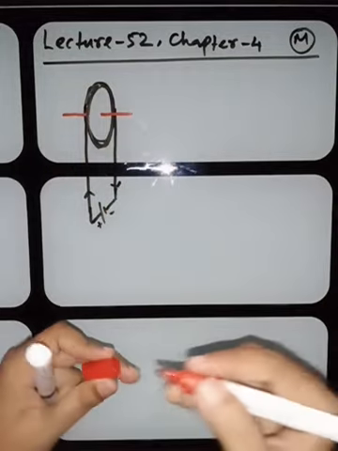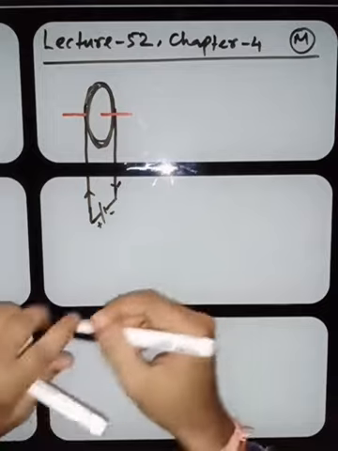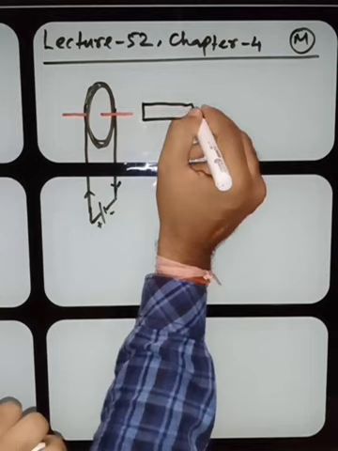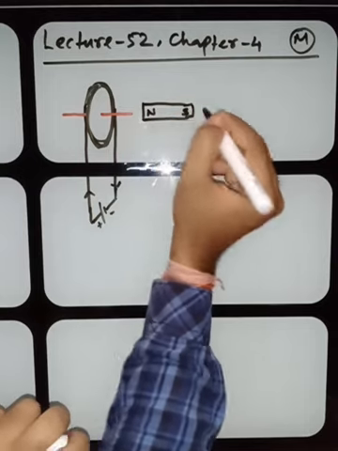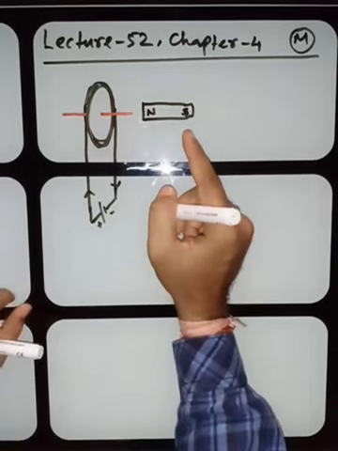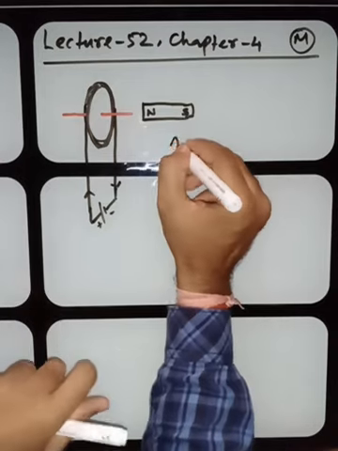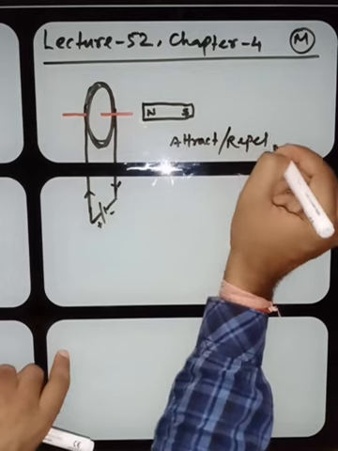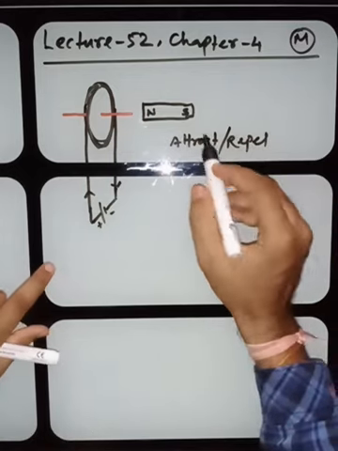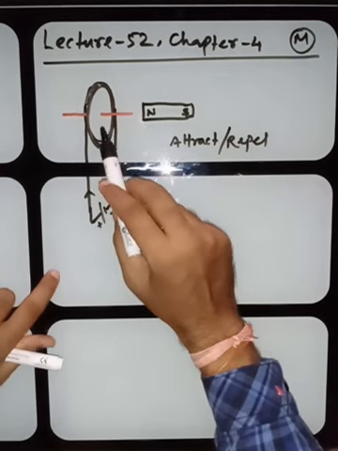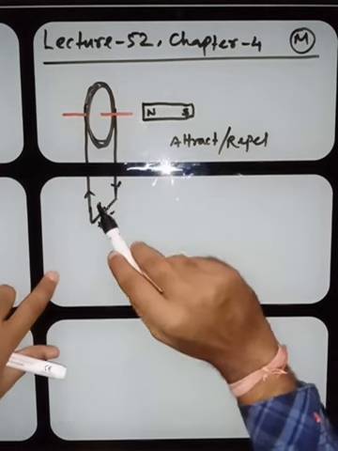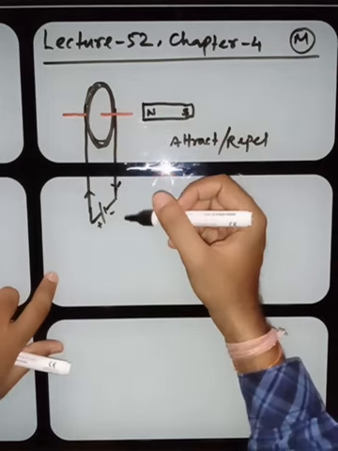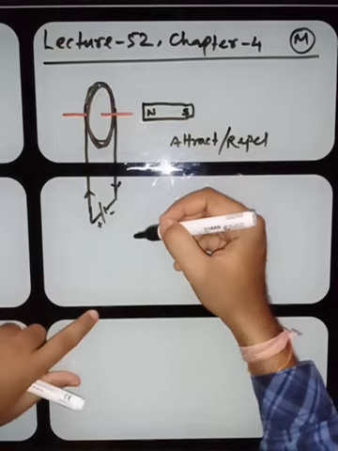Okay. Now, we place a magnet over here, with north pole and south pole. Now this magnet will either attract or repel. Which one is the correct answer? The coil through which current is flowing is fixed. Now this magnet will repel or be attracted towards the coil. You have to find the answer. Try to find out the answer.